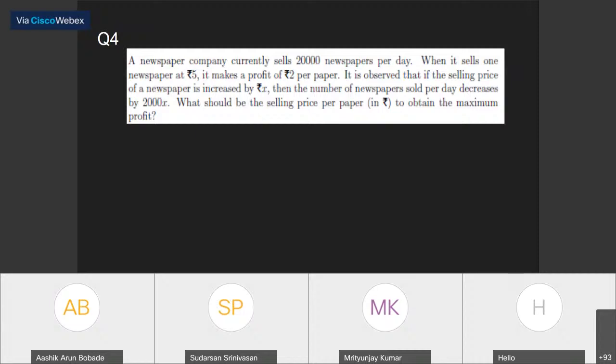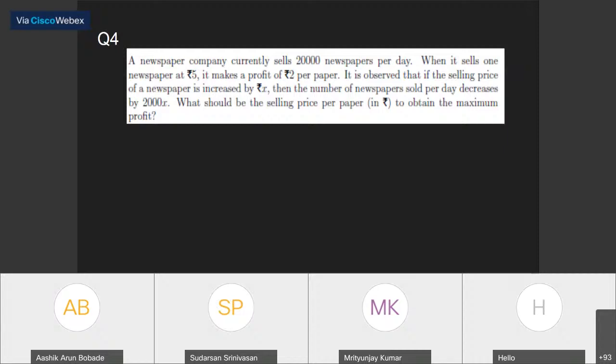Yeah, just tell me step by step what you did. The final equation for this question would be minus 2000x² plus 1 lakh x. No, sorry, minus 10,000x plus 1 lakh. Okay, so how did you get this?